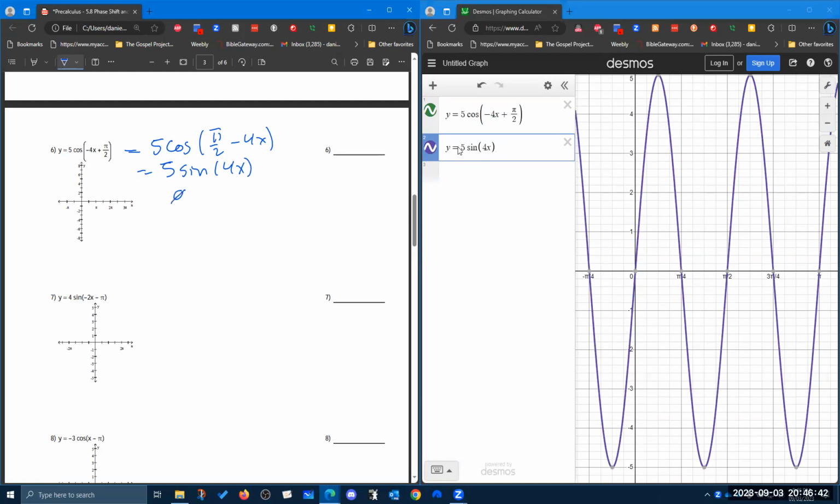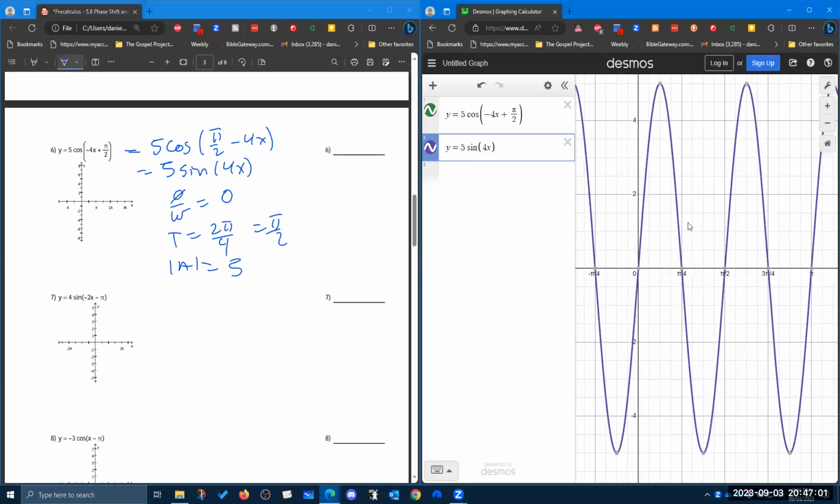So our phi over omega is 0. Our T is 2 pi over 4, which is pi over 2. And our absolute value of A is 5. And that is what we see here, that we have an amplitude of 5 and that we have a period of pi over 2.